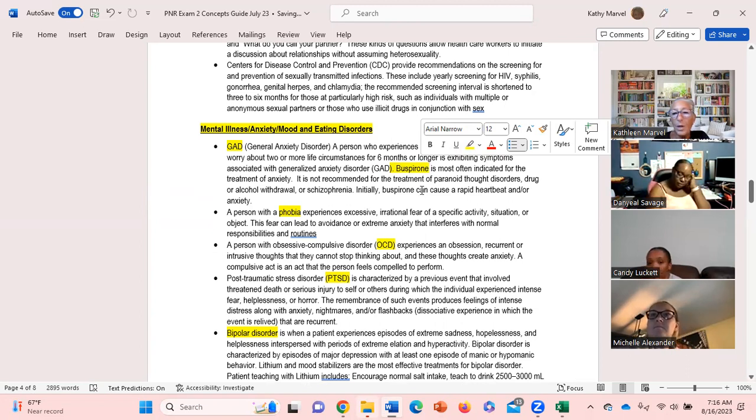And remember though, if you're doing an assessment or teaching a patient who's been put on this medication, initially it can cause rapid heartbeat and some anxiety.